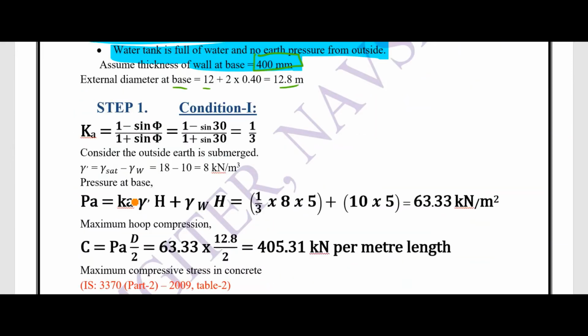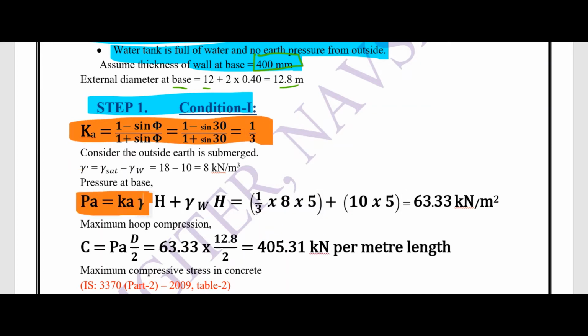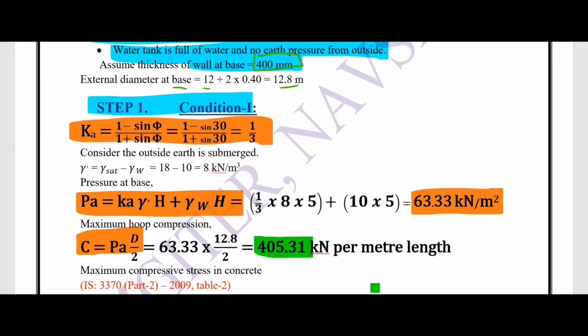Now first of all we have to calculate step 1, condition 1, KA. We calculate KA is 1/3, and PA equals KA gamma dash into capital H plus gamma W into capital H. By this PA we found the pressure at the base is 63.33 kilonewton per meter square, and by this pressure at the base we can calculate the hoop compression, PA into D by 2. So the hoop compression is 405.31 kilonewton per meter length.